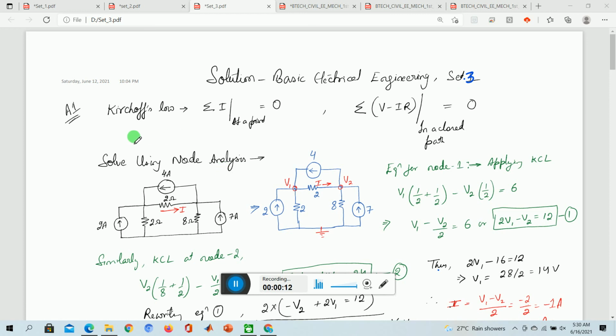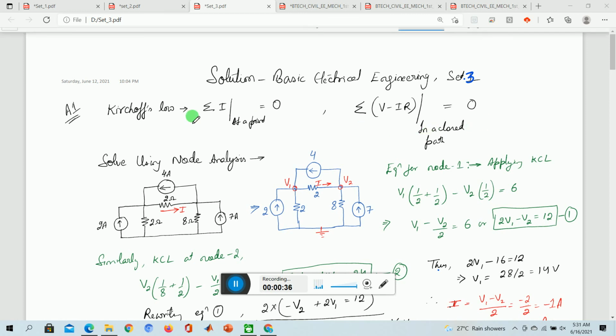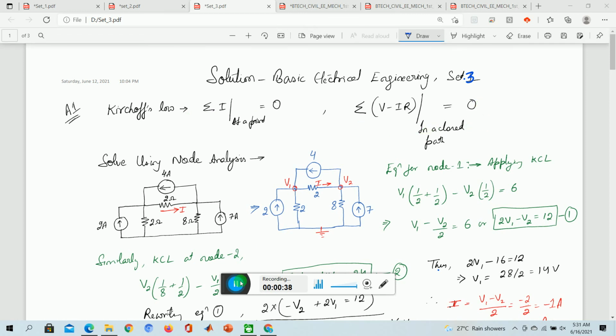So the question asked is one theory question: KCL and KVL, Kirchhoff's laws. You need to simply write what KCL is: the summation of the currents at a point is equal to 0. And KVL: the sum of all the voltage sources and drops in a closed path is equal to 0. So this is about KCL and KVL.